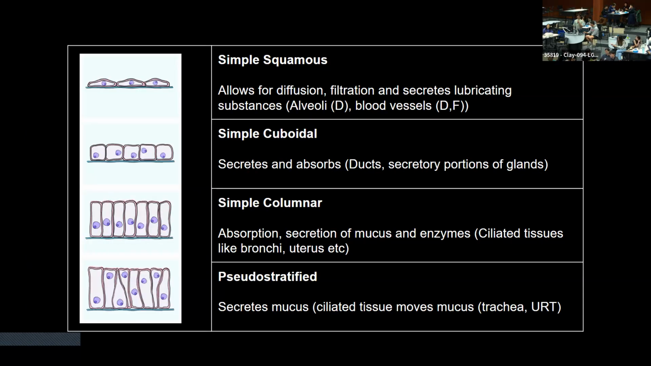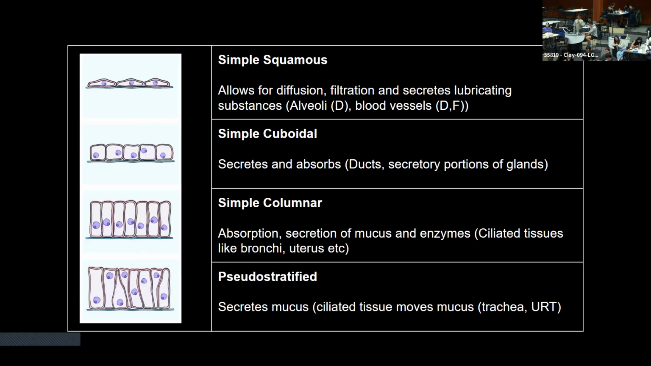We'll go through that soon. With simple squamous, these are the types of cells that will be lining the very small blood vessels in your body. Try to keep in mind what the function of this might be and why it's located where it is. We've written down here that it allows for diffusion, filtration, and secretes lubricating substances. In the context of blood vessels, you've got your ions, all that good stuff trying to get from out of the bloodstream into the tissues or vice versa.